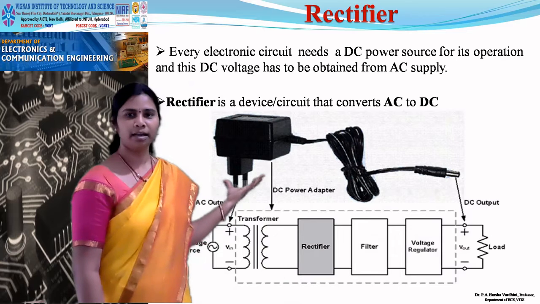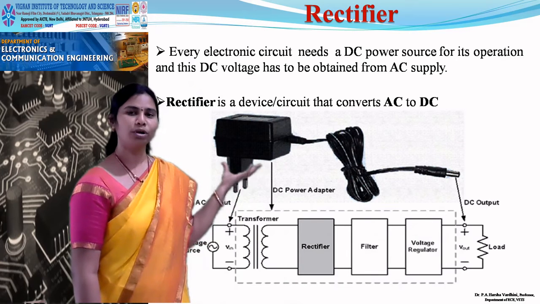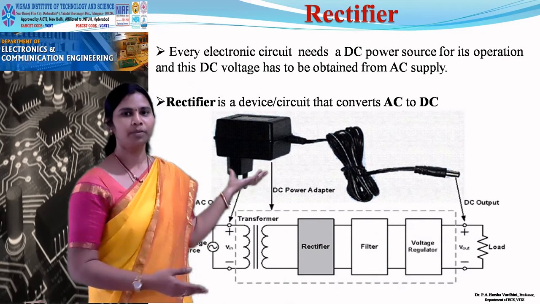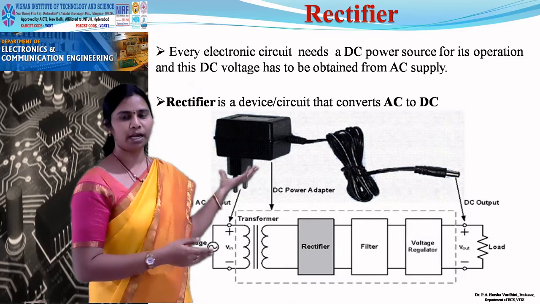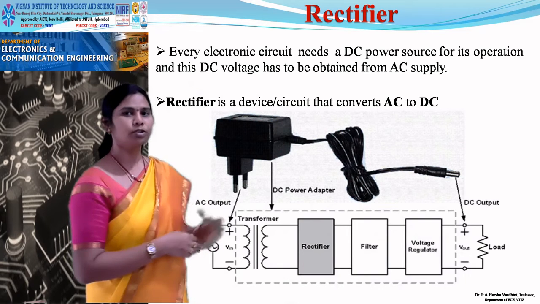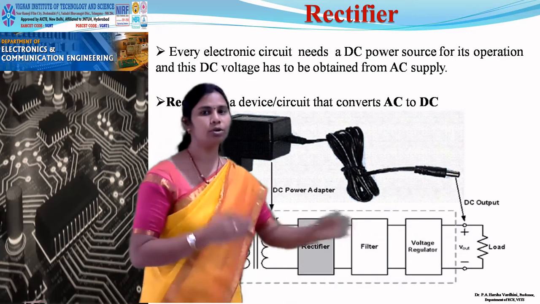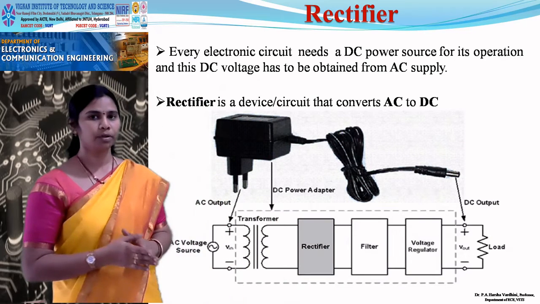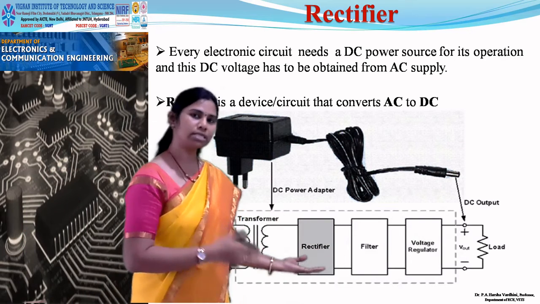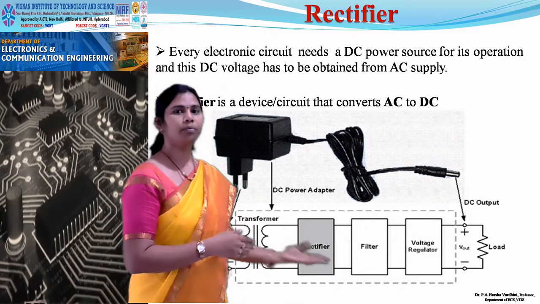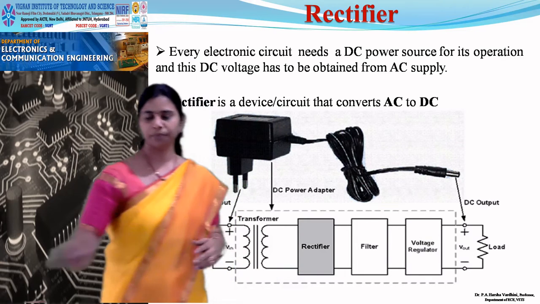So this is done by the adapter you are using for charging your mobile whenever you require to charge your battery. This is the process which happens to convert AC to DC. We will see in depth how this conversion is done by these rectifier circuits.